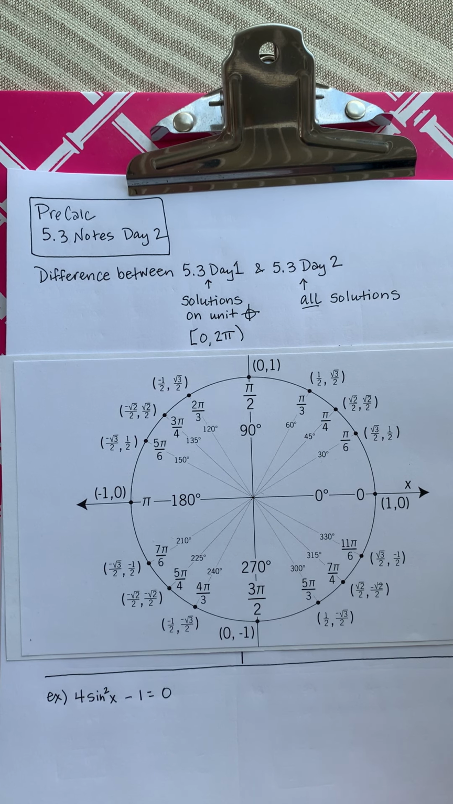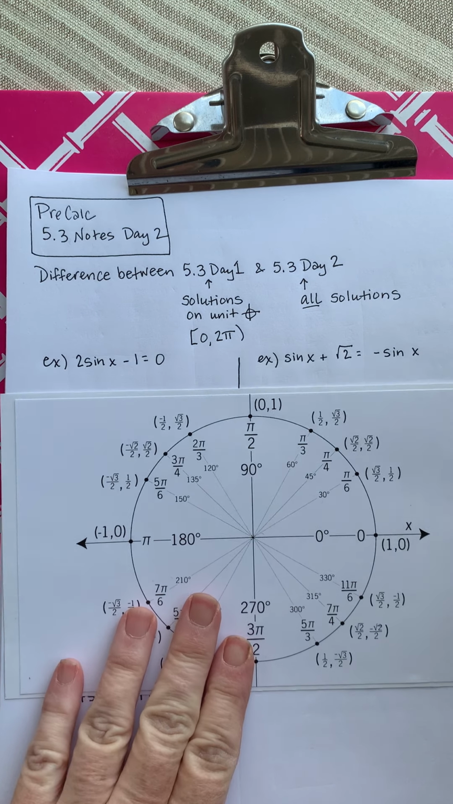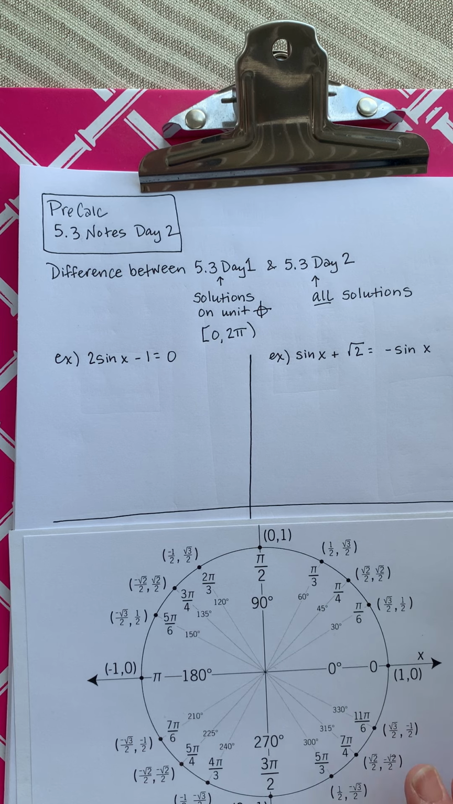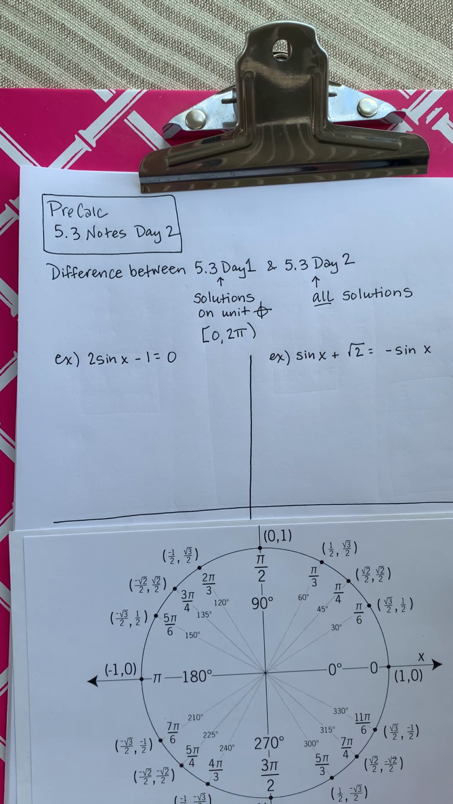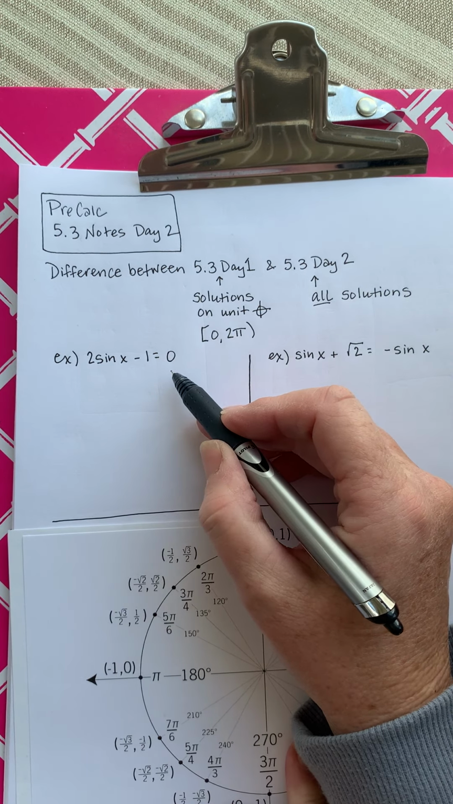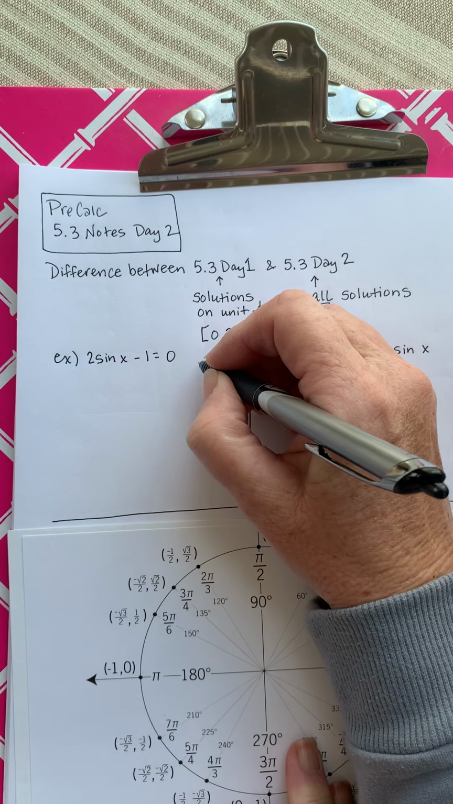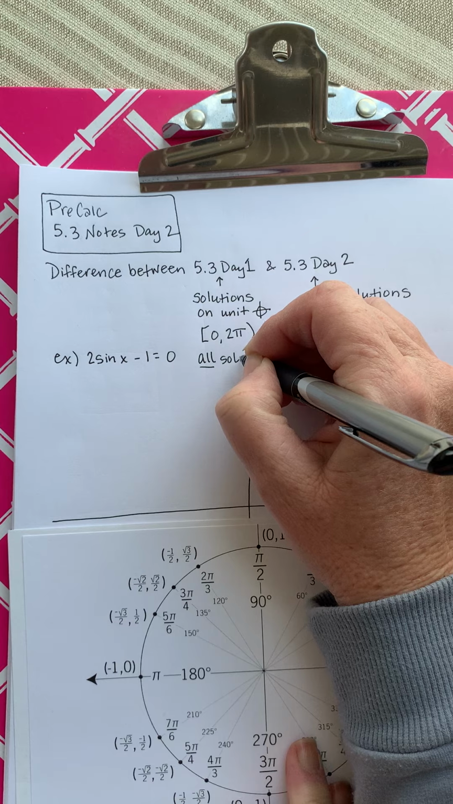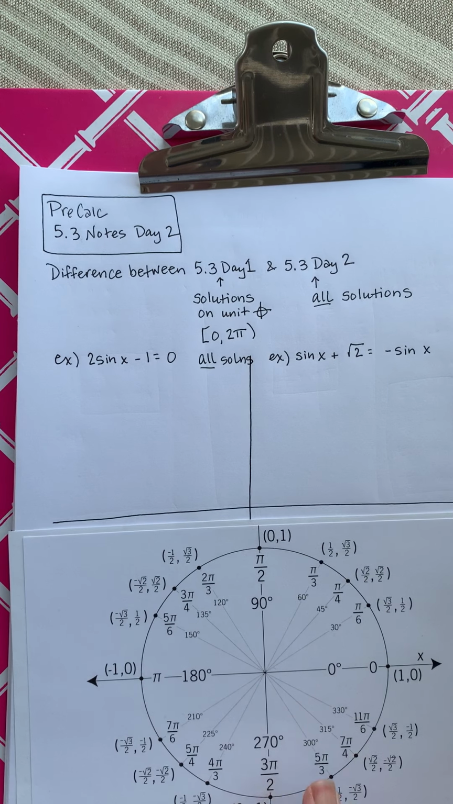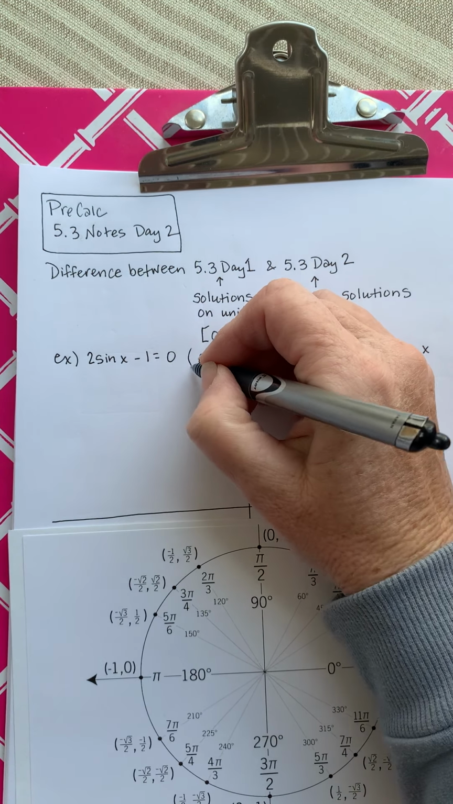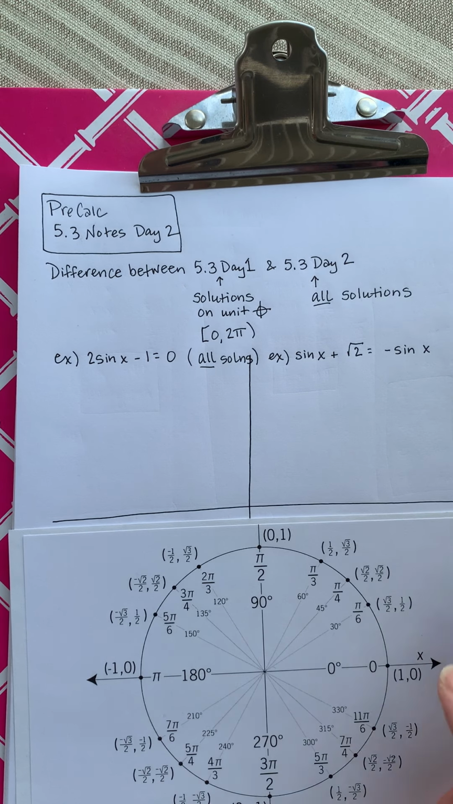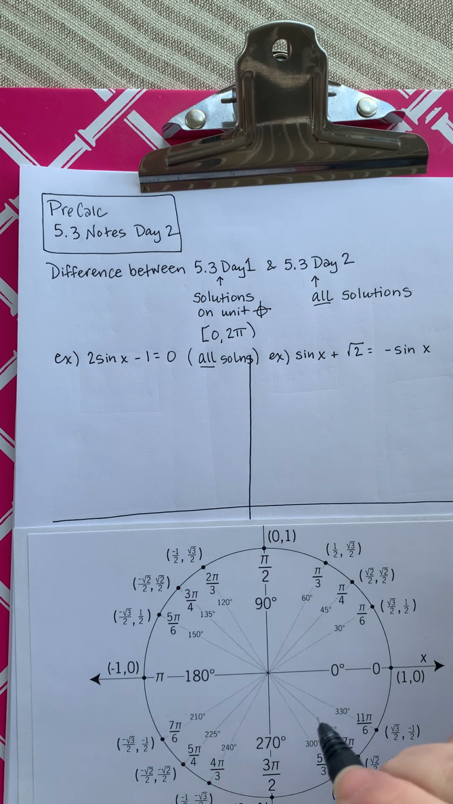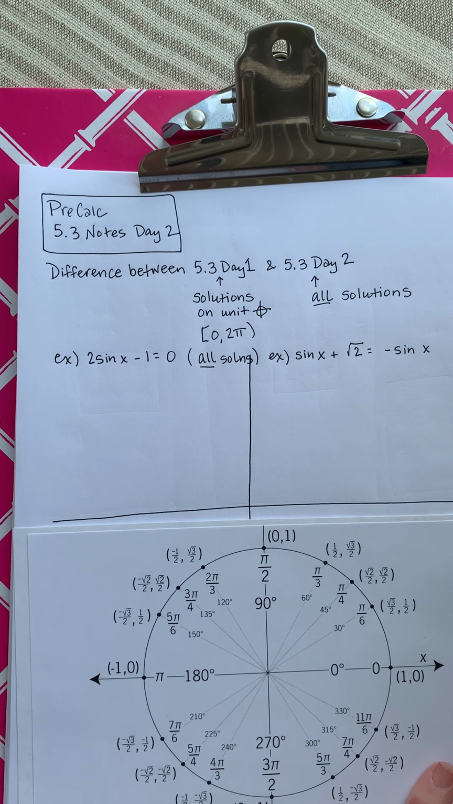So let's go through. What I've decided to do is to start with the same first example that we started with the other day, only the directions are going to be different. Instead of saying find the solutions in this interval, they're going to say find all solutions. And there are going to be an infinite number of solutions, but there's going to be a shortcut for how to write it. Believe me, we don't have to write them all out. There's a way to do this.